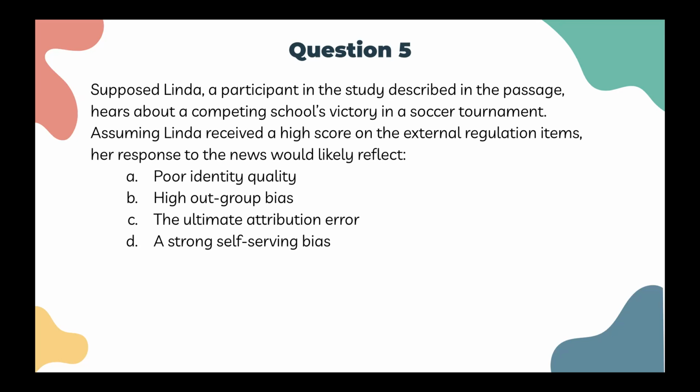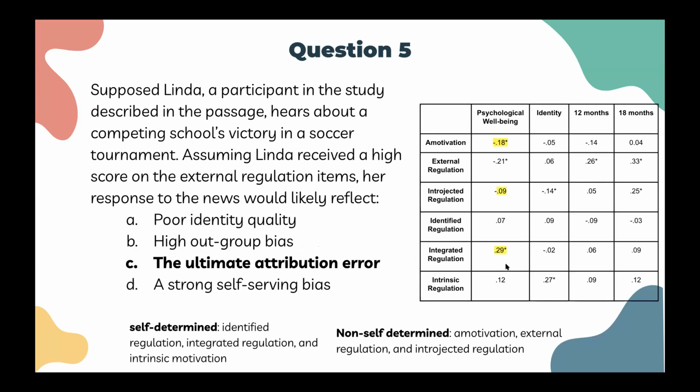Ultimate attribution error is defined as the tendency to attribute an outgroup's positive performance to situational factors rather than talent, and their negative performance to personal weaknesses. So choice C is our answer.